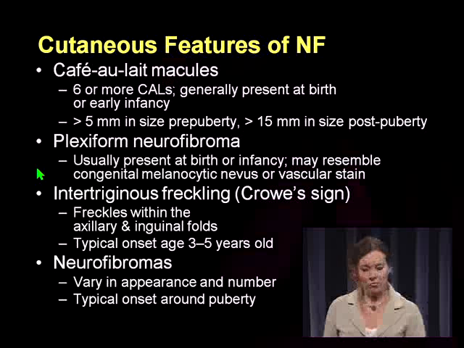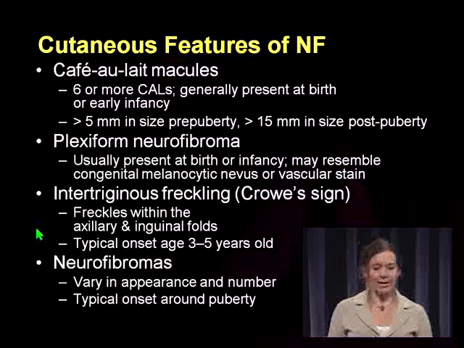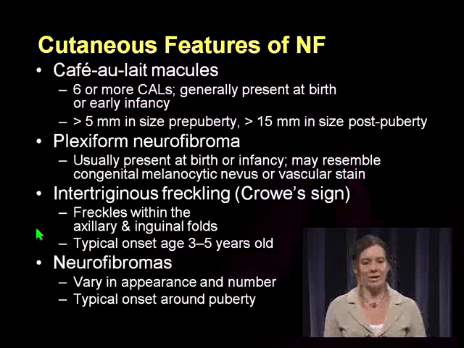Intertriginous freckling is known as Crowe's sign. These are freckles that appear within the axillary and particularly the inguinal folds, and those typically start appearing in older toddlers, somewhere between 3 and up to 5 years of age. Most of the kids I see by about 3.